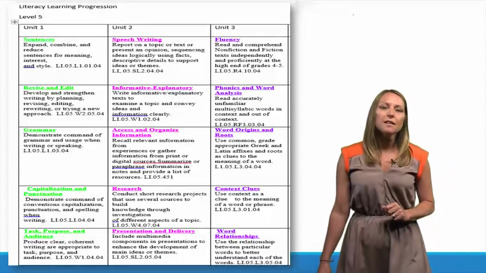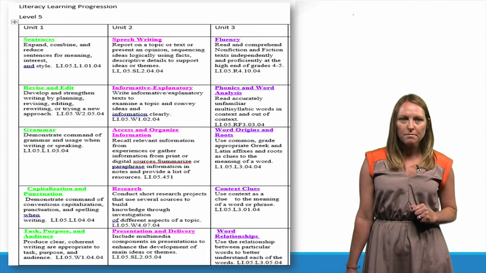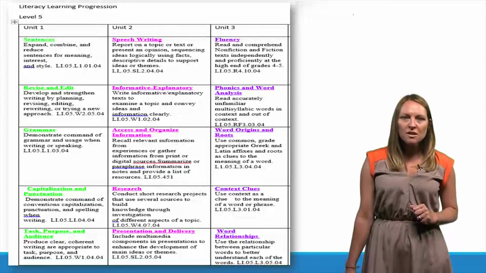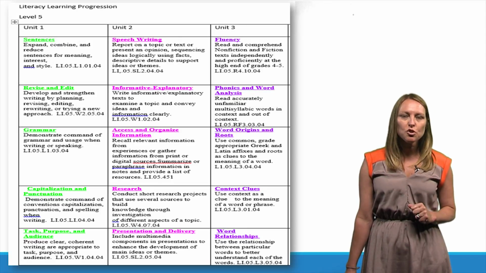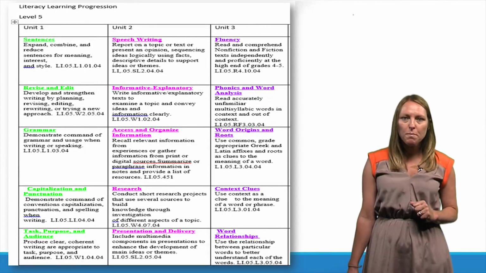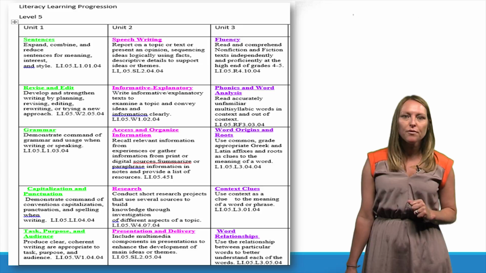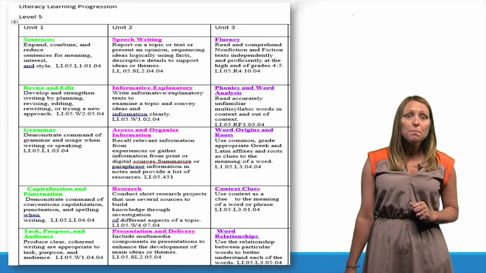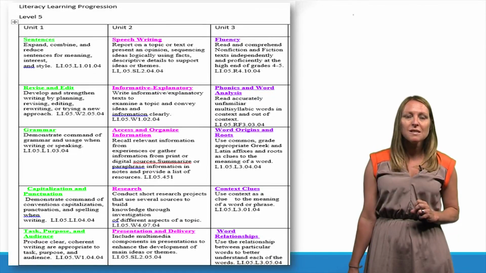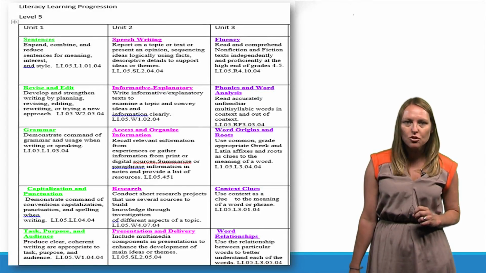So take a look at the Level 5 literacy learning progression. Multiple proficiency skills are taught per unit to assure students have the opportunity to demonstrate proficiency on all scales for that level within an instructional period. The scales are placed in an order that assures students' knowledge builds on past knowledge.